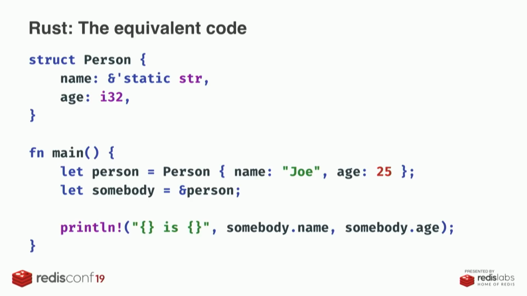And i32 is a 32-bit integer. In C, again, int, you don't know what its size is. It can be 32-bit or 64-bit. In Rust, every type has a predefined size.